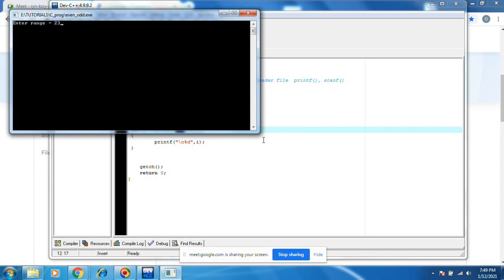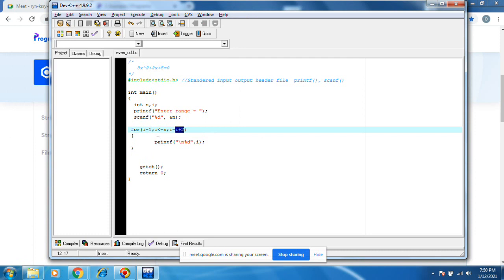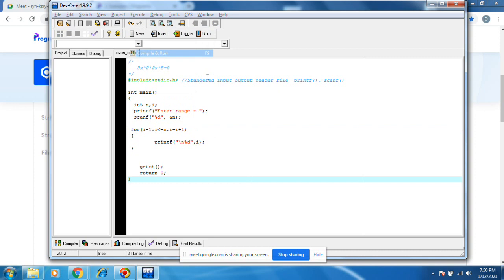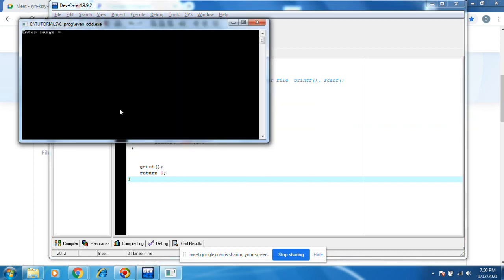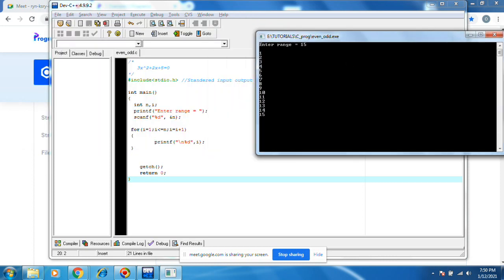Suppose 23. 1, 3, 5, 7, all odd numbers are coming. Okay, even numbers, odd numbers, and then sum. Now I equal to I plus 1. Let it be. I will increment by only one number. I plus plus is the same as I equal to I plus 1. I already told you. Execute, compile and run. Now 15. You see 1 to 15 it is printing.